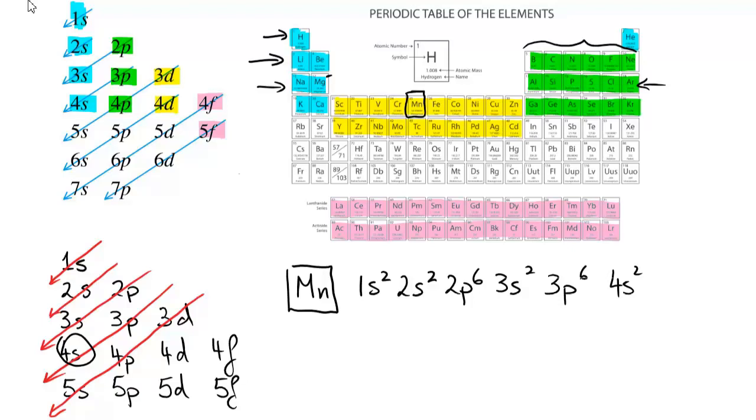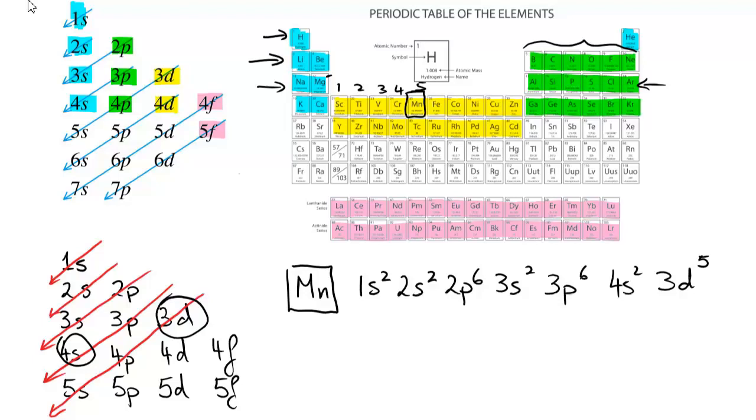And finally we get to the transition metal part, which is then the 3d. And here, because it's not completely full, we'll just count 1, 2, 3, 4, 5. 5 electrons are needed to make manganese.